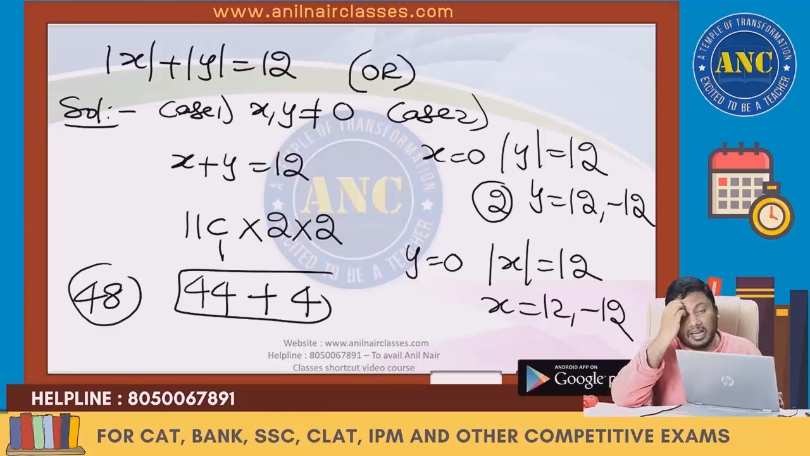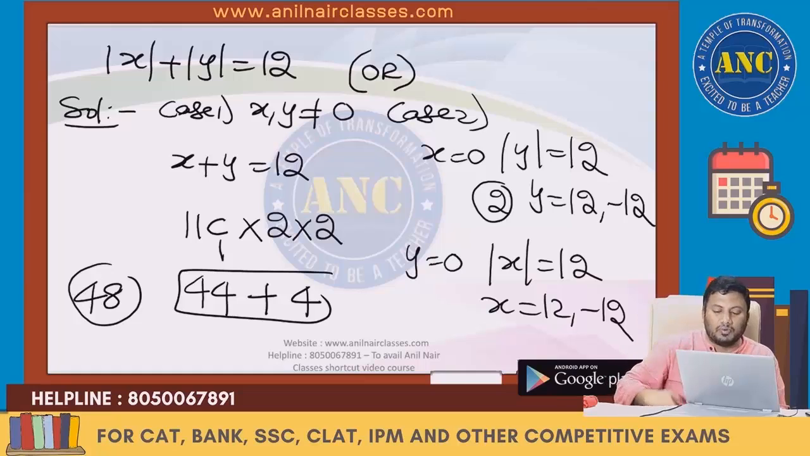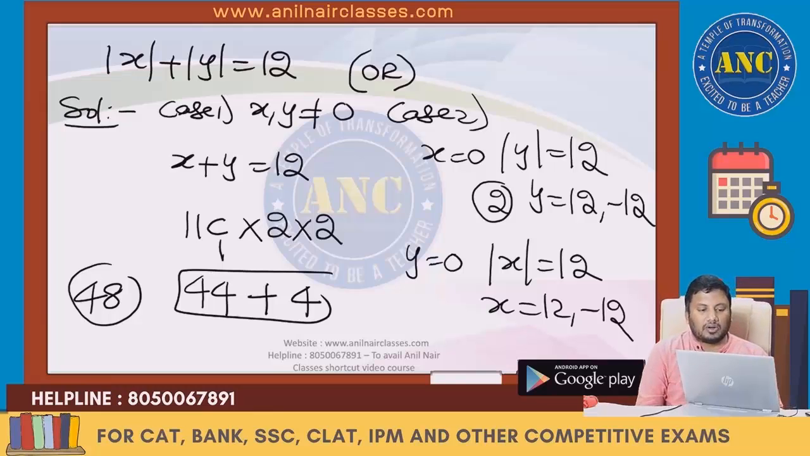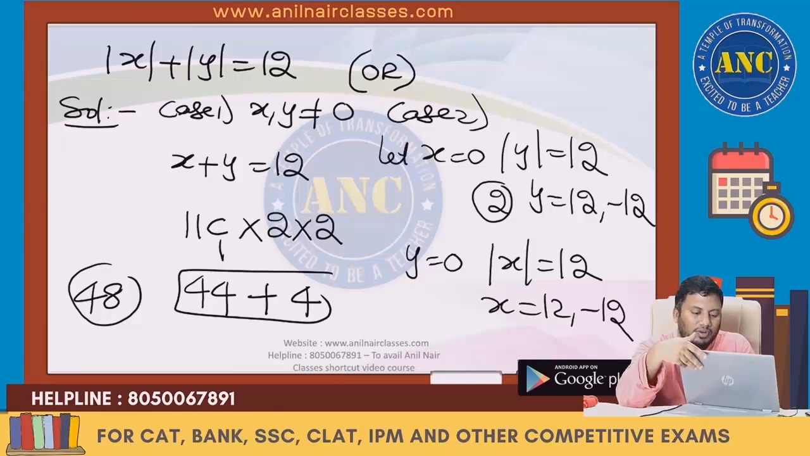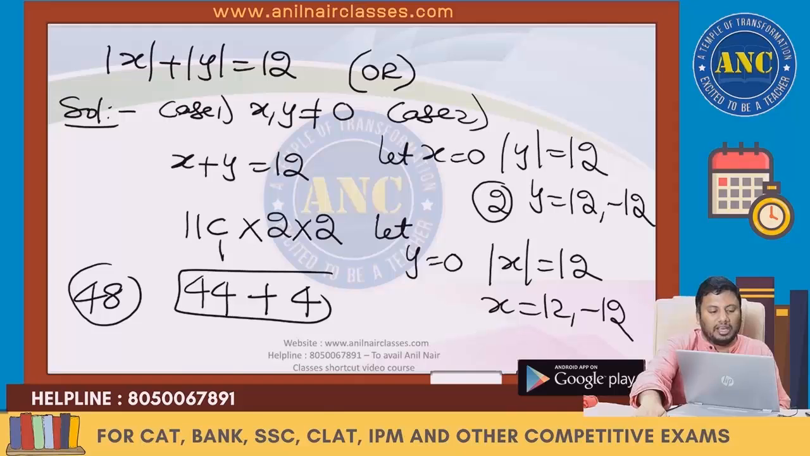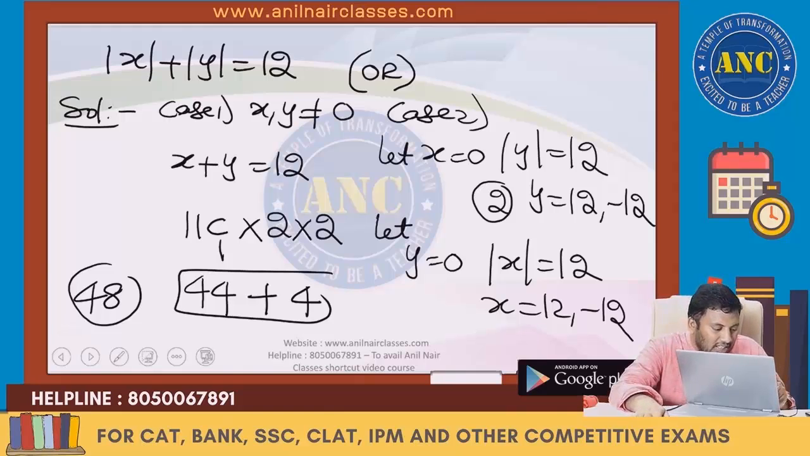Case 1 or case 2: x and y cannot be 0, or x and y can be 0. I hope it is clear to you. Case 1, xy not equivalent to 0. Case 2, let x equivalent to 0, let y equivalent to 0. 44 plus 4. You don't do anything, sir.